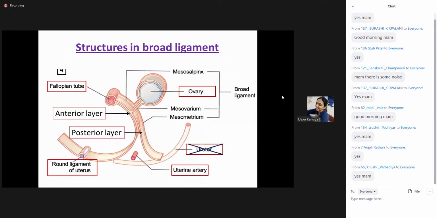But the ureter is not a content of the broad ligament unless it is pushed by tumors of the surrounding tissues. If there are tumors around the ureter, the ureter will be pushed within the two layers of the broad ligament. So the ureter in its anatomical position is not a content of the broad ligament.